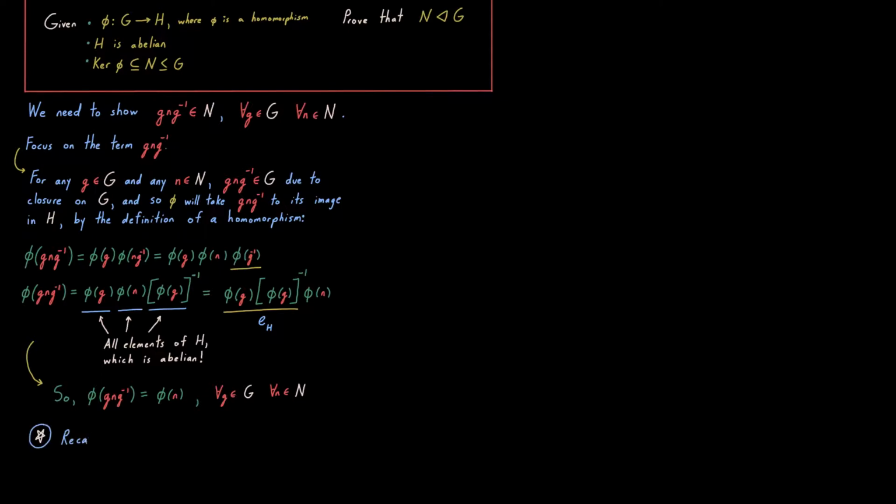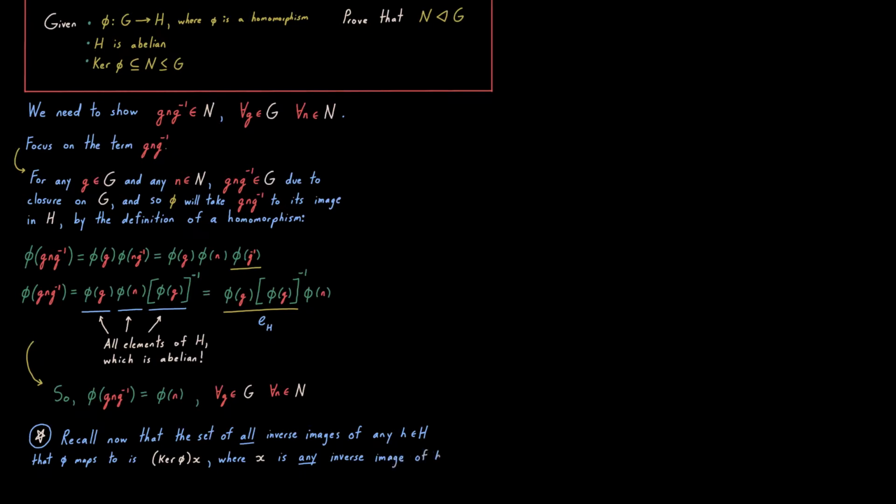And now here is the key idea that enables us to tie in kernels, that third assumption, into this proof. Recall the main idea from the previous video showing that the set of all inverse images of any h in H that phi happens to map to is given by the kernel of phi times x, where x here is just any inverse image of h. By the way, I'm using inverse image in a slightly altered sense, slightly altered definition. Please consult the previous video for those gory details.